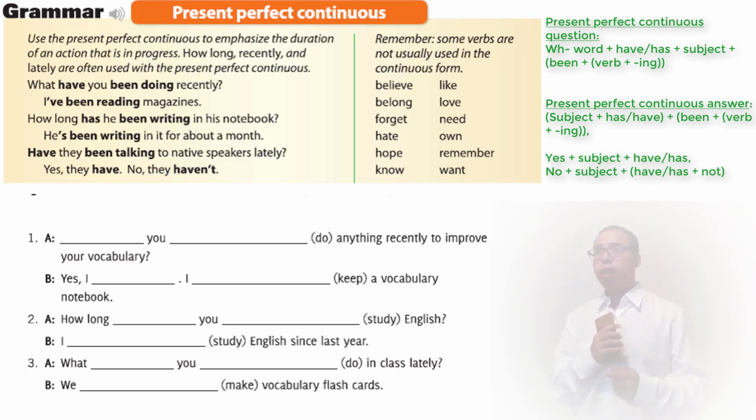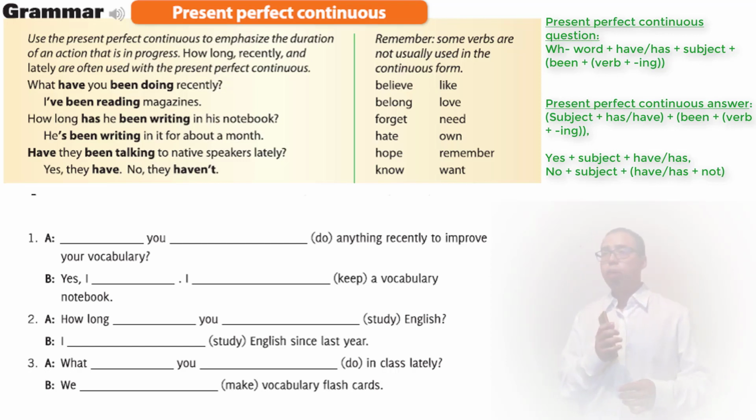Remember, some verbs are not usually used in the continuous form. Examples of these words are believe, belong, forget, hate, hope, know, like, love, need, own, remember, and want. Now, to better understand that, we're going to see a few examples. So we're going to complete the conversations with the present perfect continuous forms of the verbs.